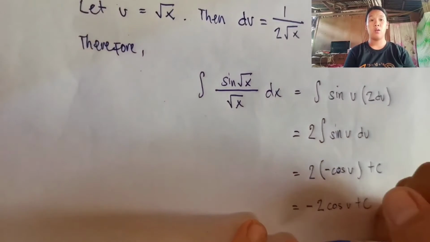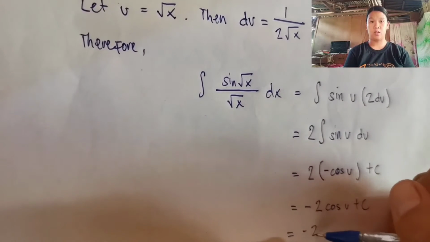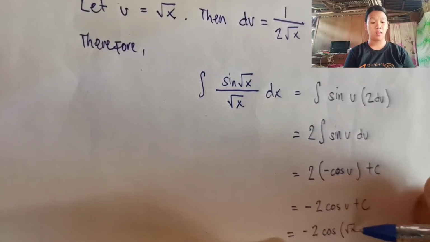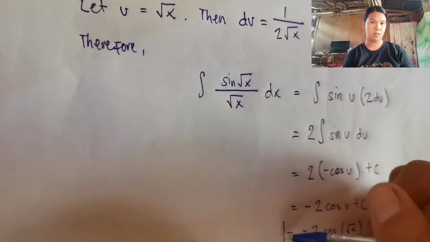Here, we are going to substitute back the value of u, which is square root of x. So our final answer is negative 2 cosine of square root of x plus c. And that's all.